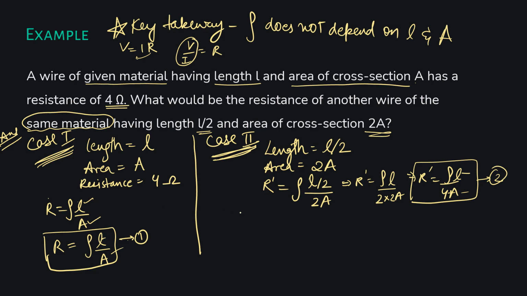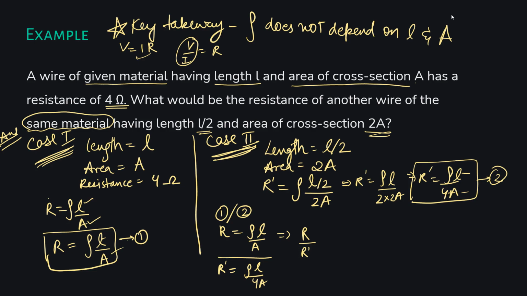So what do I do? I do equation 1 divided by equation 2. Okay, so what happens? What is equation 1? Equation 1 is R is equal to rho L by A, and what is equation 2? R dash is equal to rho L upon 4A. So if we simplify it, it becomes R upon R dash, because the LHS of one equation is divided by the LHS of the other equation, and the RHS of the first equation is divided by the RHS of the second equation.